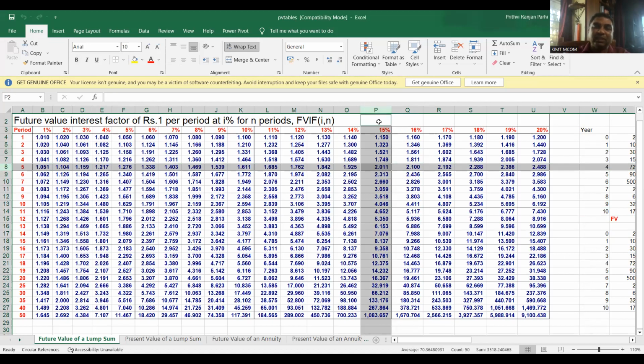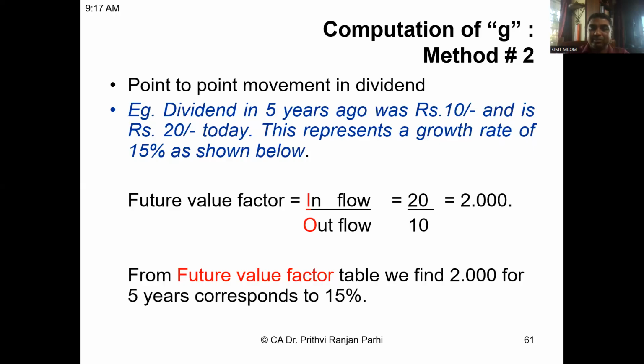So that means what? That means 15% is the growth rate. And this is my future value factor. For this future value factor for 5 years, growth rate is 15%. Okay, so on that basis, we have computed growth rate is 15%. I hope you have understood this. Are you getting me? I hope you have understood.